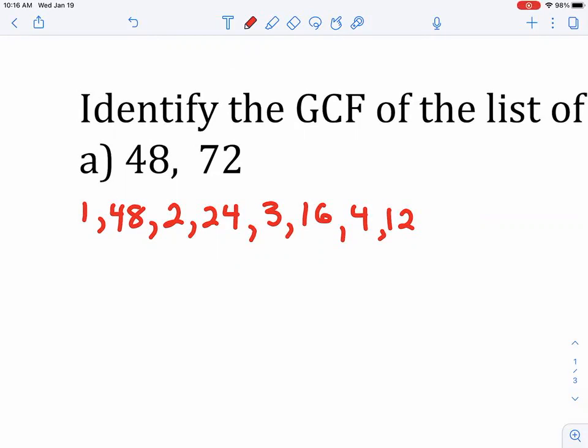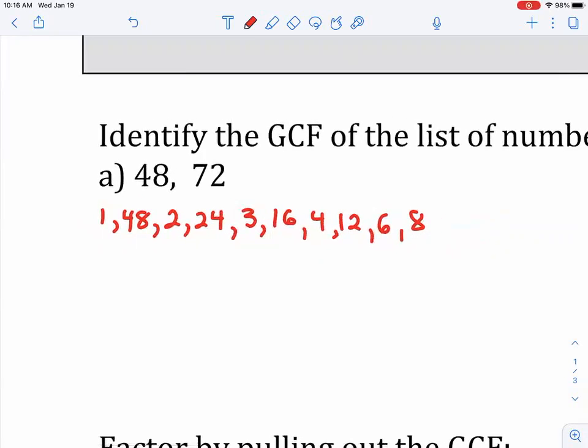5 doesn't go into it. Does 6 go into 48? Yeah, right. 8 times 6 is 48. So 6 and 8. And once you get those numbers that are close together, then 7 is in between 6 and 8, and 7 doesn't go into 48. So these are all of the factors. I know it's a lot, but usually the smaller number has fewer factors. But we want to know which of these also goes into 72.